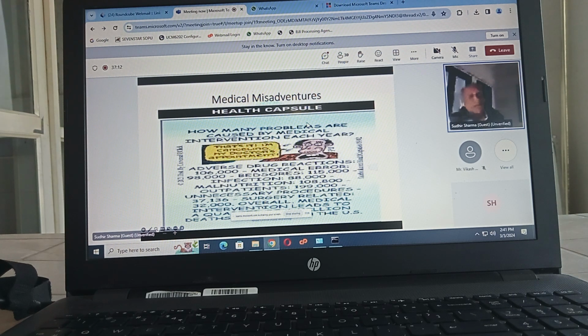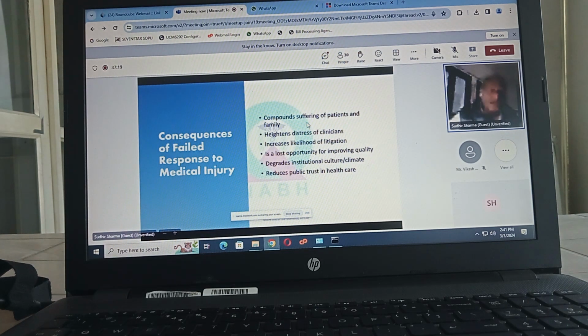We all know that these are consequences of failed medical activity or preventable medical care. The last line is that it reduces public trust in the healthcare system, and this is what we are finding in the current scenario. We should all make attempts to regain this trust, and clinical audit is an important tool.